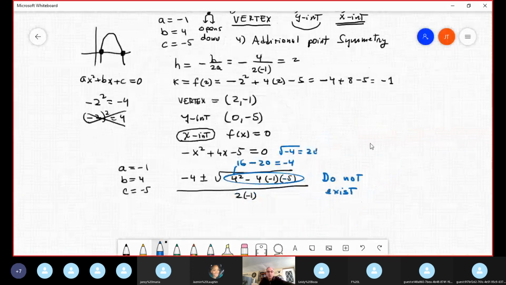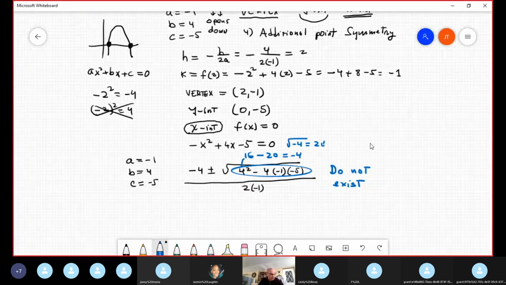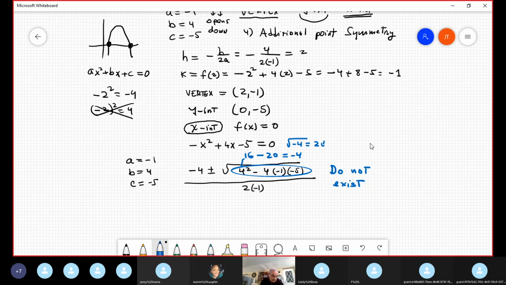Okay. Let me switch into Desmos. I plot the vertex. I plot the y-intercept. I cannot plot the x-intercept because it does not exist. However, I will try to find another point using the symmetry property. Let me try. Switch into Desmos.